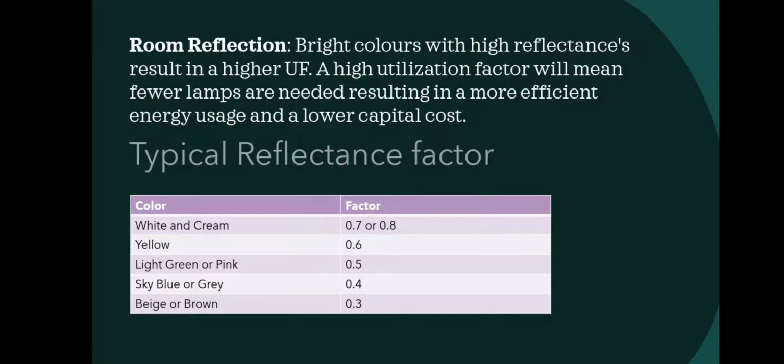Room reflection: bright colors with high reflectances result in a higher utilization factor. A high utilization factor will mean fewer lamps are needed, resulting in more efficient energy usage and a lower capital cost. Typical reflectance factors by color: for white and cream, the factor is 0.7 or 0.8. For yellow, it is 0.6. For light green or pink, it is 0.5. For sky blue or grey, it is 0.4, and for brown, it is 0.3.